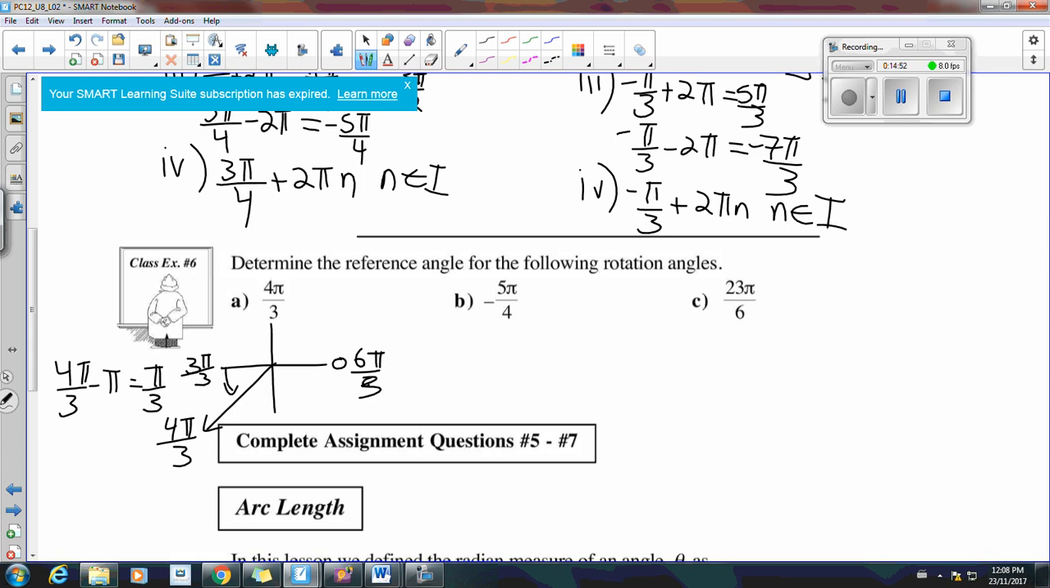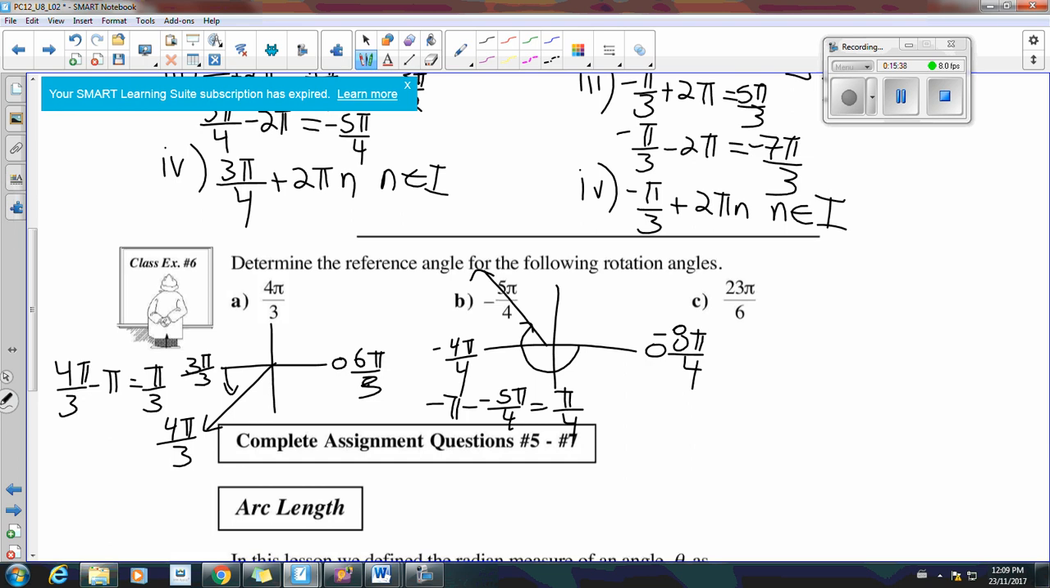Negative 5 pi over 4. So if I'm talking negatives, this is 0. This is negative 4 pi over 4. This is negative 8 pi over 4. So where is negative 5 pi over 4? So we come here to negative 4 pi over 4. We need to go pi over 4 further. So we get here. What is the reference angle? Well, we could say negative pi, subtract a negative 5 pi over 4, gives us our reference angle of pi over 4.